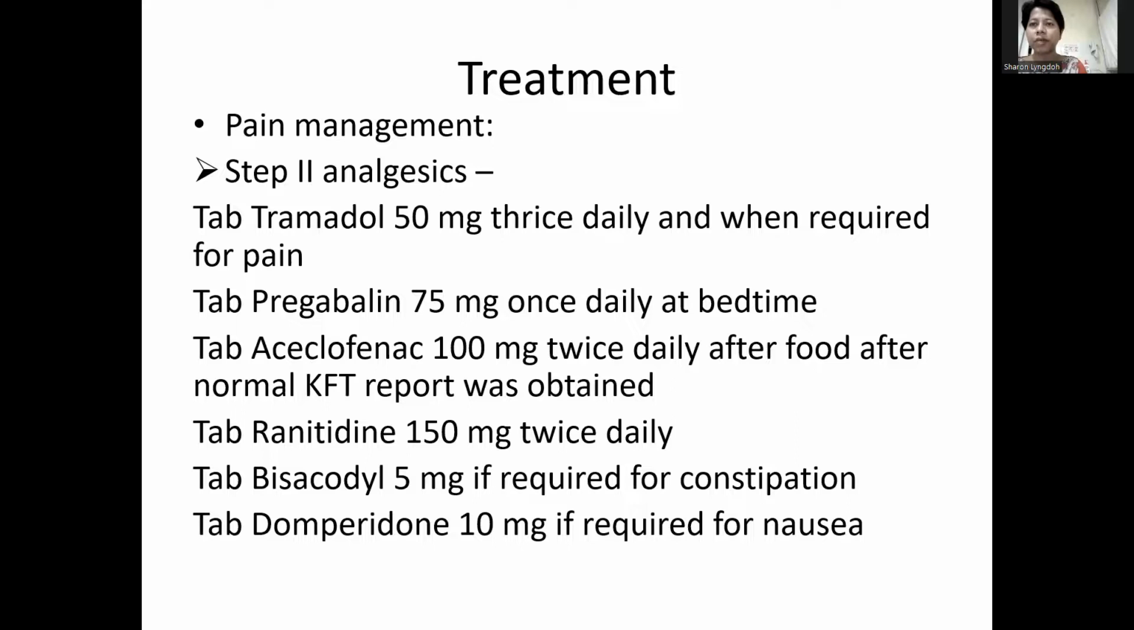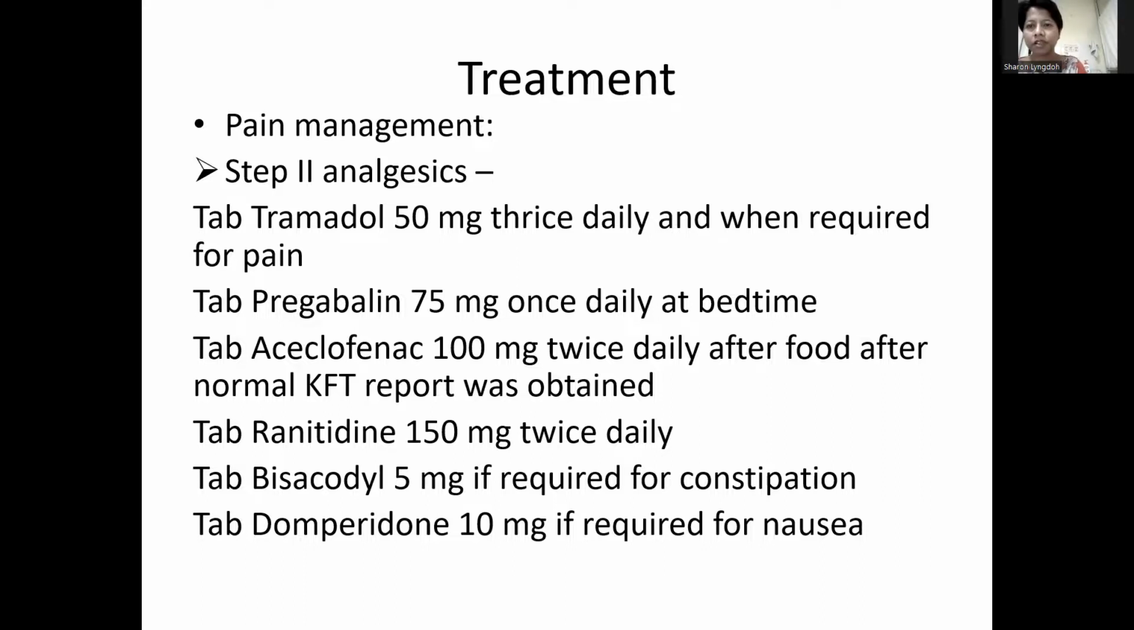So coming to the treatment, the first part of the treatment was the pain management. So she was started on WHO step 2 analgesics. She was started on tab tramadol 50 mg thrice daily, as well as whenever required. For the neuropathic component, she was started on tab pregabalin 75 mg HS OD.